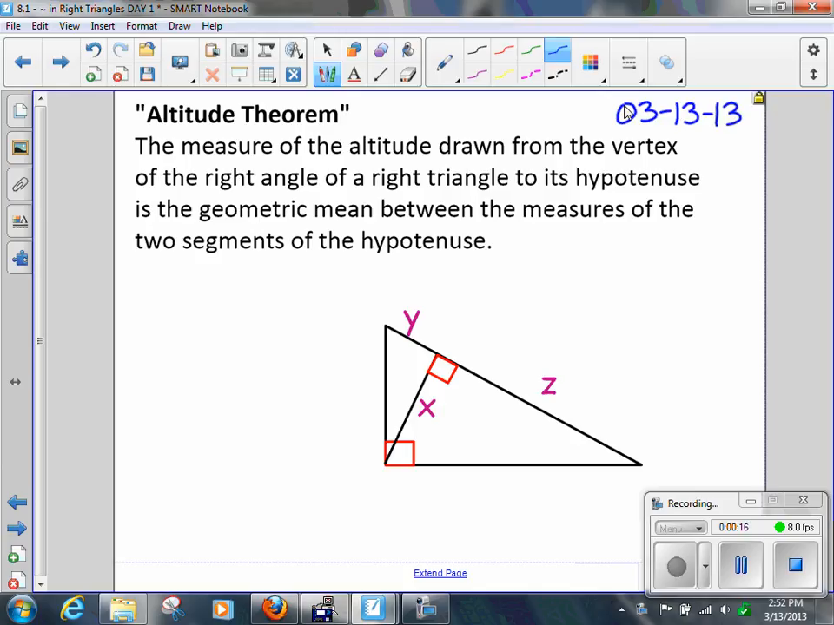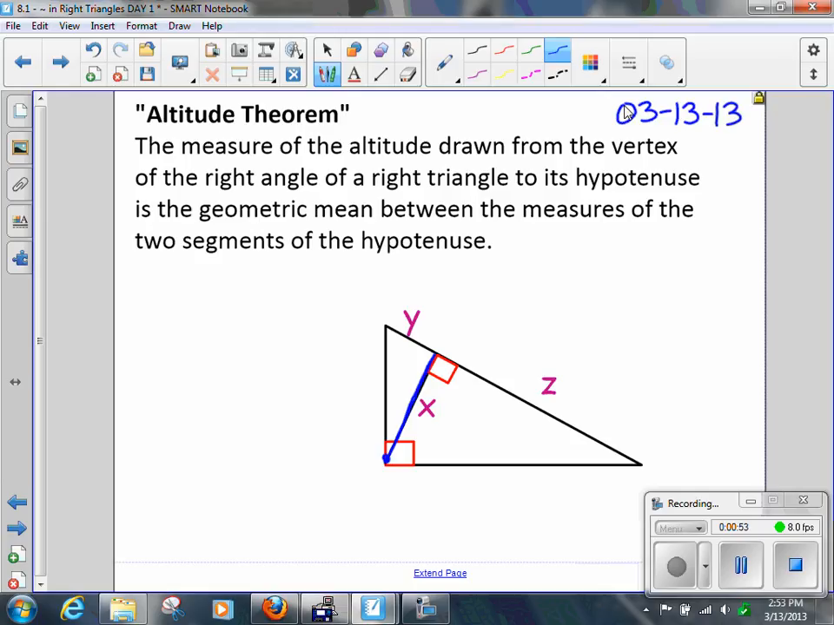We have to first go over the altitude theorem. We already know that if an altitude is drawn within a right triangle, we have a total of how many similar right triangles? 3. We learned that yesterday. The altitude theorem is this. Let's read through it together. It says the measure of an altitude drawn from the vertex of the right angle of a right triangle to its hypotenuse is the geometric mean between the measures of the two segments of the hypotenuse.